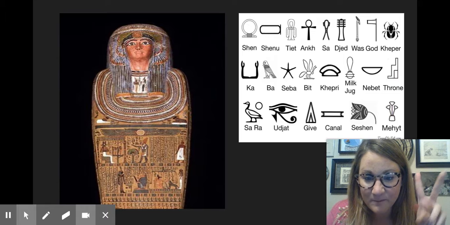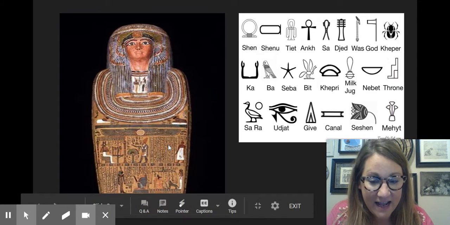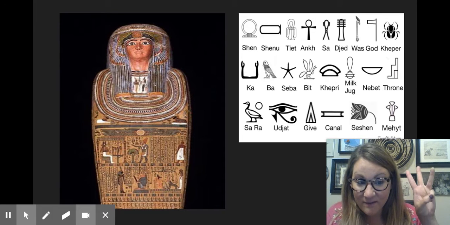That's the second thing. The third thing that you have to have somewhere on your sarcophagus is your name in hieroglyphics. You'll see all of those amazing names and written words in hieroglyphics here, and that is what you have to have for your third thing.